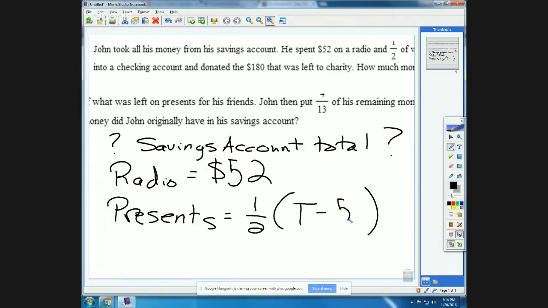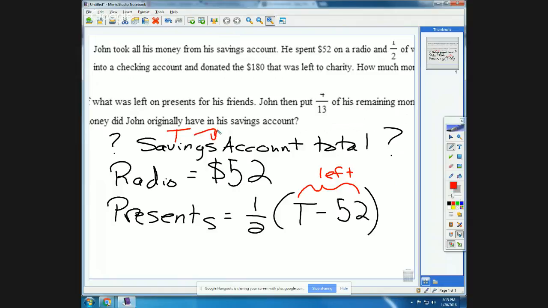Does that make sense? First, I have to take the total, subtract 52. That's what's left. And then I can take half of that. So my claim at this point is that is what's left after buying the radio. T is my total. That's what he spent on presents. Okay, what's next?